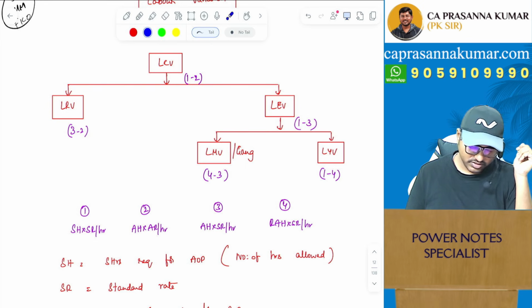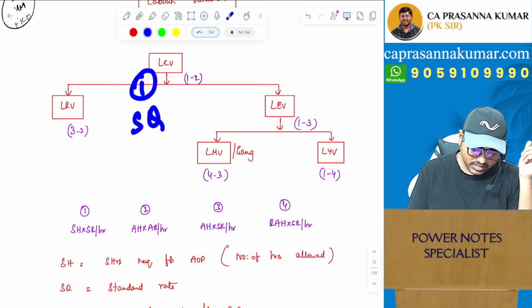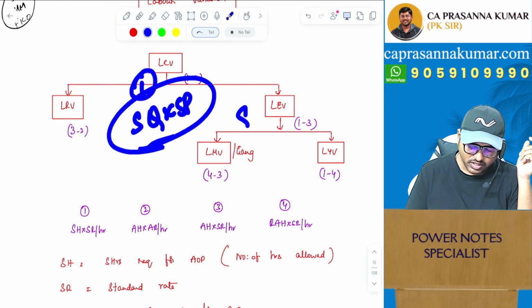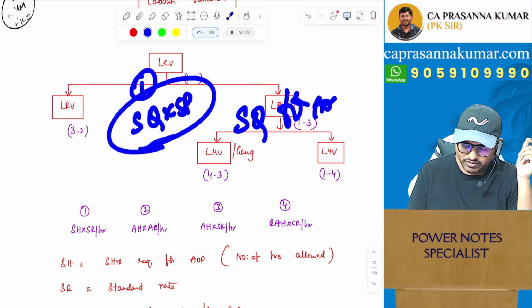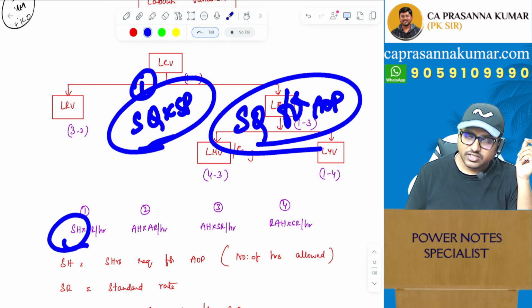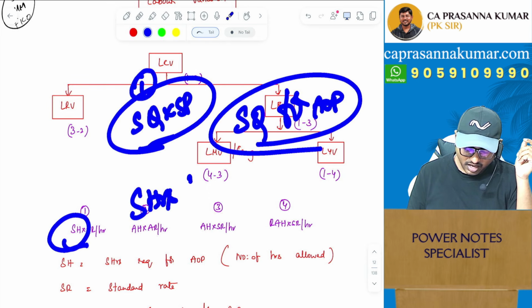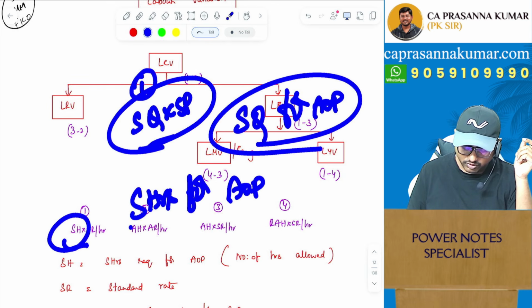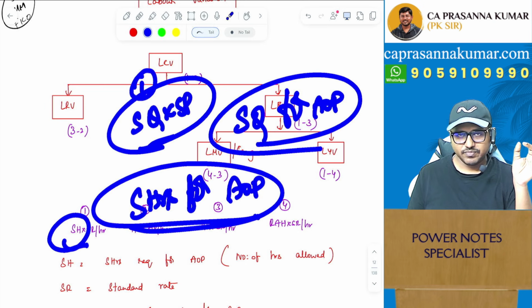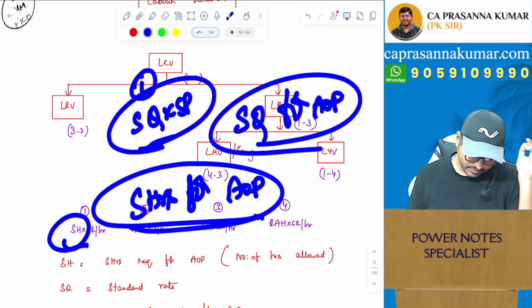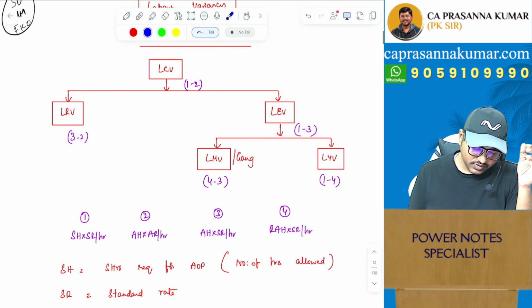Sir, what do you mean by that? So there the first formula is SQ into SP, correct? What is SQ? Standard quantity of raw material required for actual output. Here also we have SH. What is SH? Standard hours of labor required for actual output. The concept is exactly the same. In material you have quantity, here you have hours. There you have price, here you have rate. So the formula is also the same.